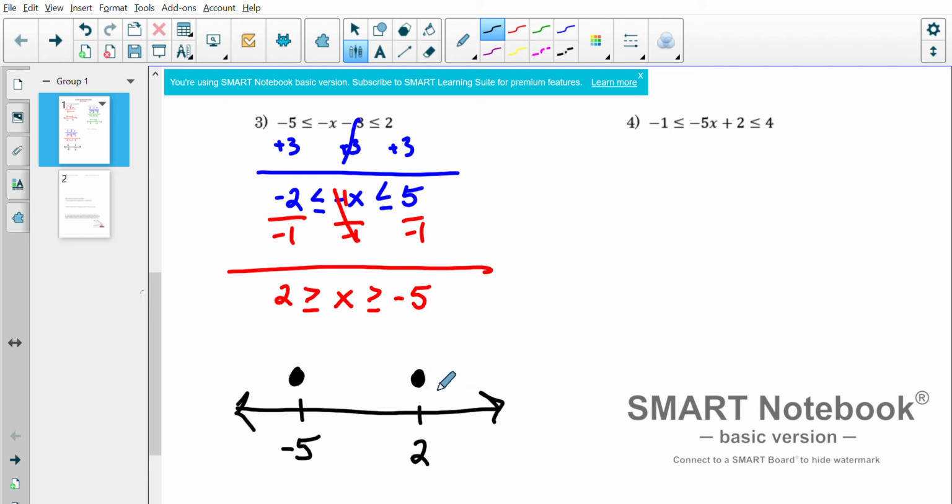Now let's look at our relationship. This is between 2 and x. Closed side is facing x. So x is less than or equal to 2. Start at 2. Less than is to the left. Open side is facing x for -5. So x is greater than or equal to -5. Greater than is to the right. Closed dots meeting in between.